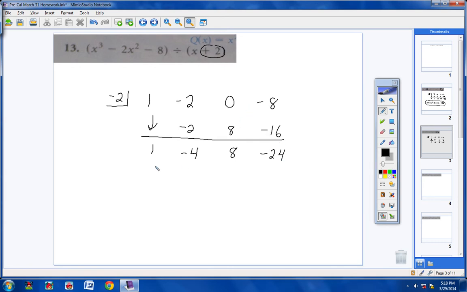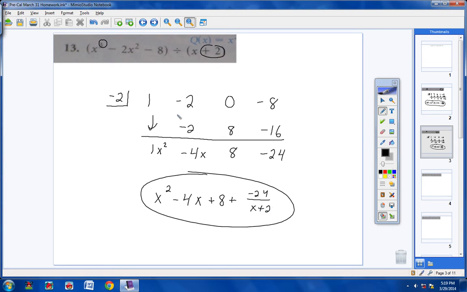All right, and now here's how you'd write your answer. Notice your highest power in your dividend is a 3, so we're going to start with a 1. It'd be like this: a 1x squared, a negative 4x, and then a positive 8 for your constant term. So x squared, negative 4x, positive 8, and then plus with your remainder over the divisor, which is x plus 2. All right, moving on to number 15.